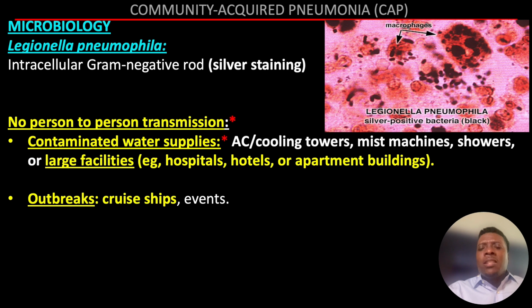Now, what about Legionella pneumonia, a very important atypical bacteria as well? Now, this bacteria is different because it is not spread from person to person. I can't cough on you and give you this condition. The key for this, look for some kind of contaminated water supply, very important in questions.